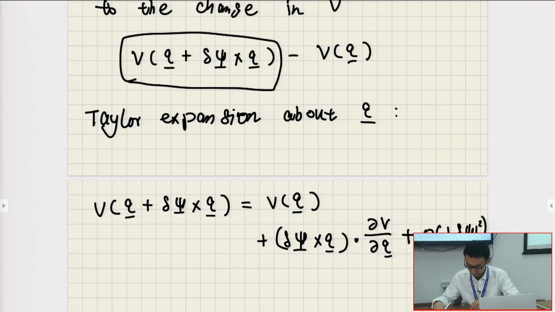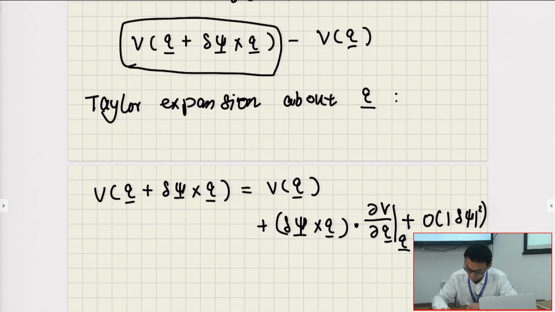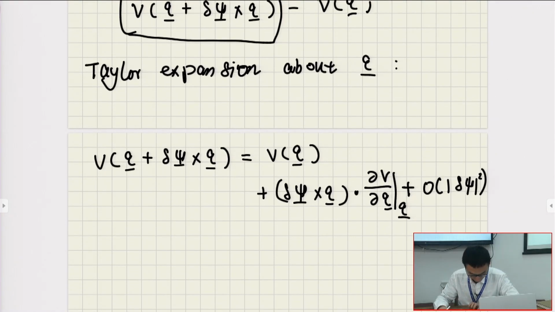Q is a vector, and this is a derivative with respect to it. We're considering this derivative at Q. Yeah, this is evaluated at Q. That's right. Okay, good. Then the difference: notice that if I put this back into this difference, I'm going to cancel out the first term, as one might expect. So then you can take the limit as delta psi goes to 0.